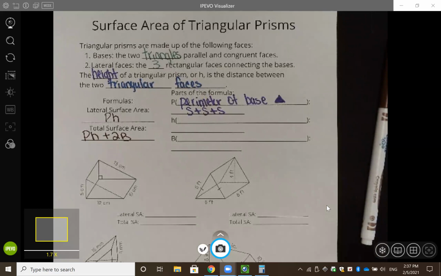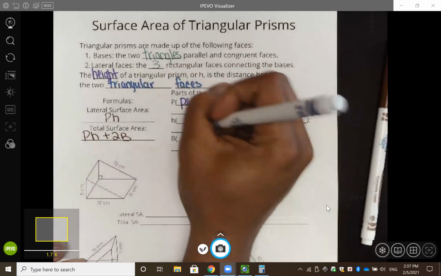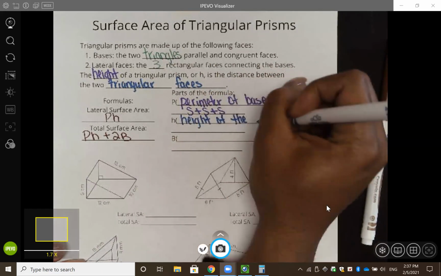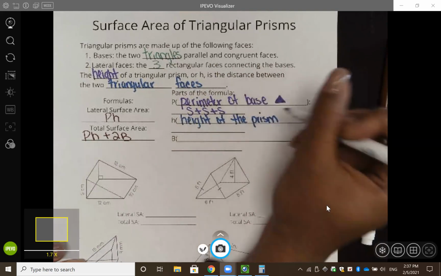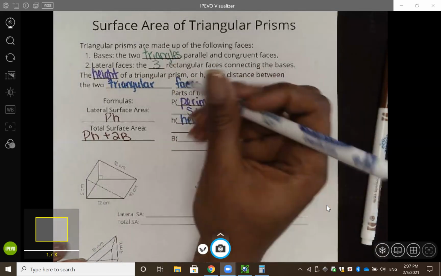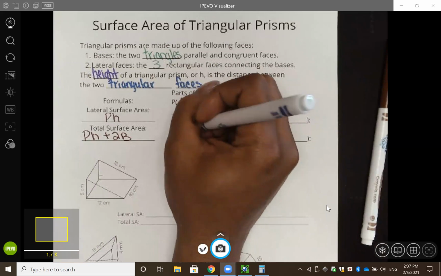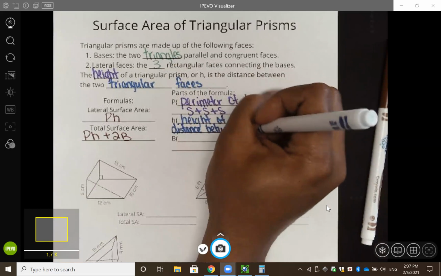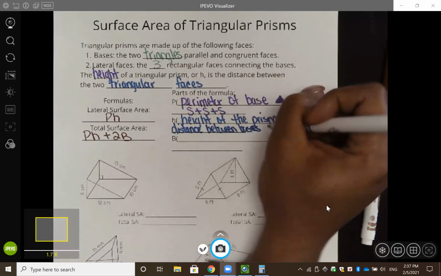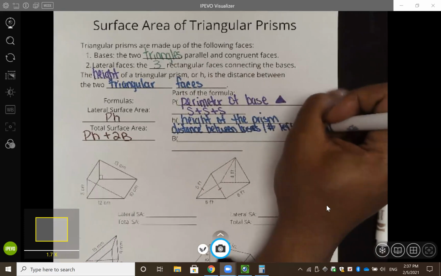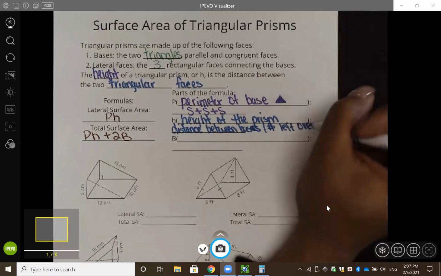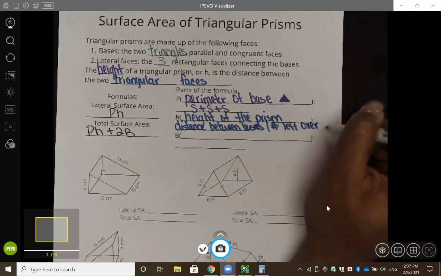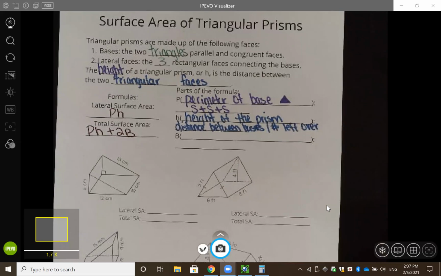The H is the height of the prism, which is basically the distance between the two bases. Distance between bases slash number left over, kind of like 2 days ago. So it's the distance between the bases or the number that's left over when you recreate your base.